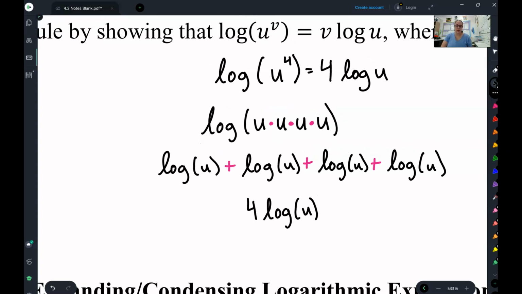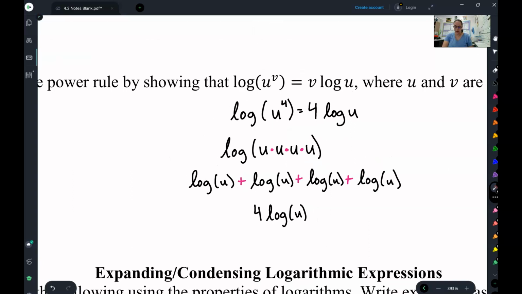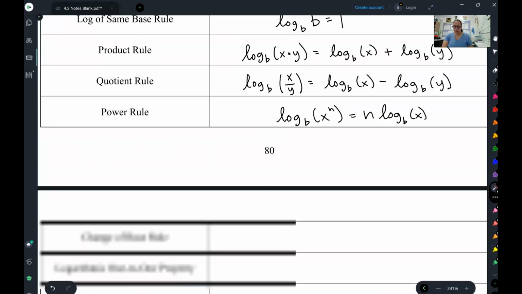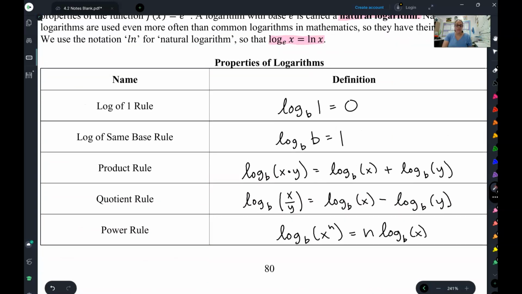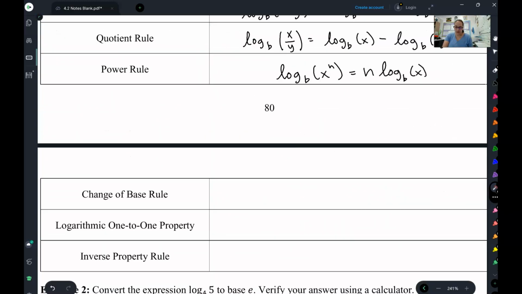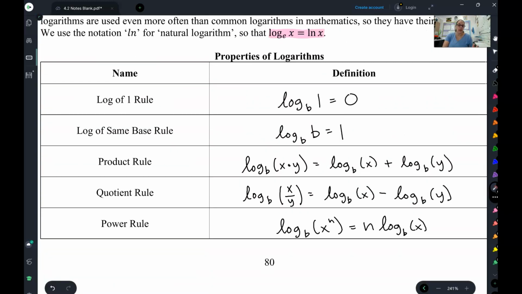And hey, look at that. The exponent moved out in front. So that is why we're allowed to move that exponent out in front: the exponent turns into multiplication, we turn that into addition, and then we combine them together, and the exponent just moves in front. It's kind of a cool rule. Okay, so that's all we're going to do in this video. In the next video, we'll talk about our last 3 log properties.